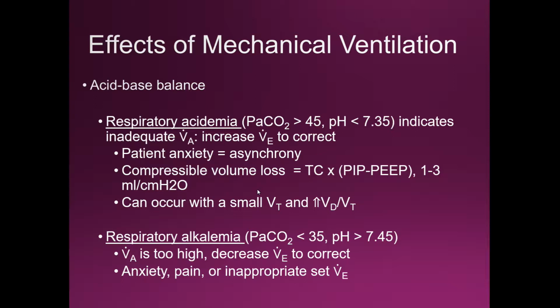Now, our compressible volume loss should be at least 1 to 3 mLs per centimeter of water pressure. That should be it. The beautiful thing is that modern day ventilators now compensate for tube compliance, so whatever volume the machine is reading, that is the actual volume. You don't have to consider tubing compliance. And it says with respiratory acidosis, it can occur with a small tidal volume and an increase in dead space.